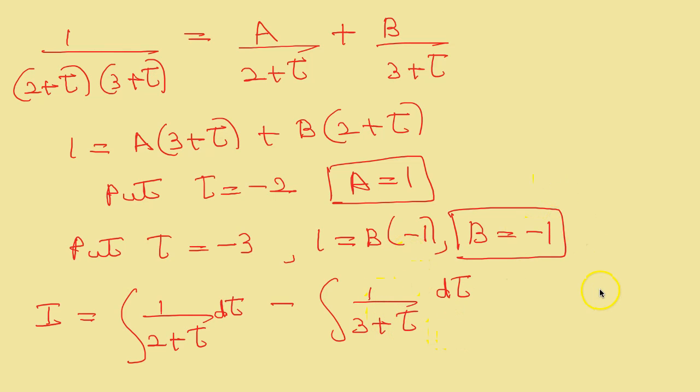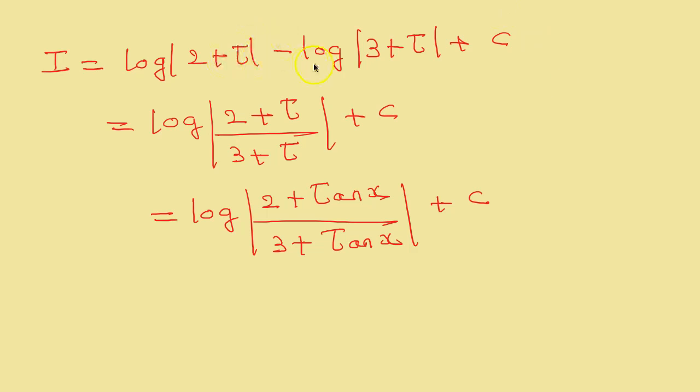dt. Integrating, you get log mod 2 plus t minus log mod 3 plus t plus c. Now log a minus log b is log a by b. Whenever we have two like terms in log, we take them together. So this becomes log mod 2 plus t by 3 plus t plus c. And lastly, you substitute for t as tan x. So it becomes log mod 2 plus tan x by 3 plus tan x plus c.